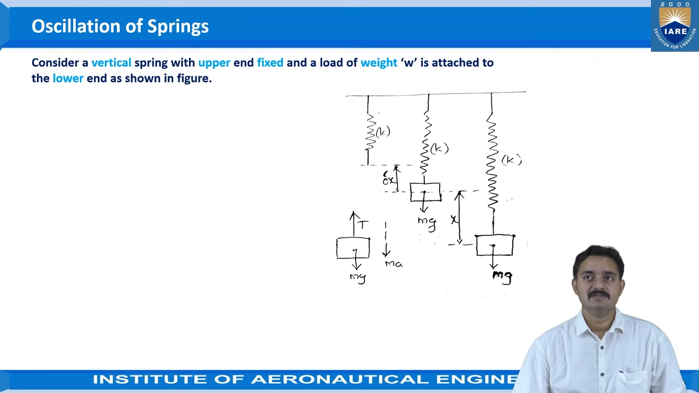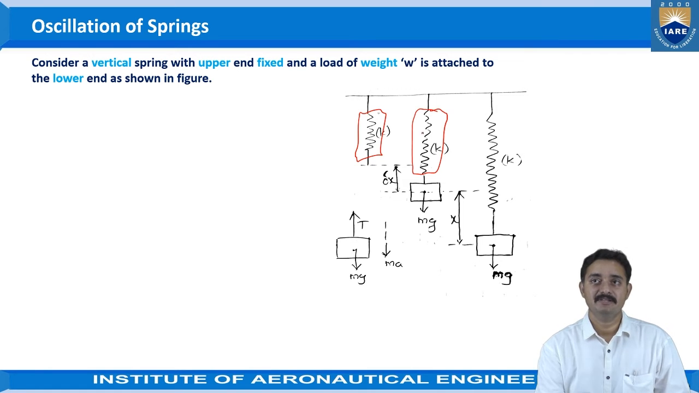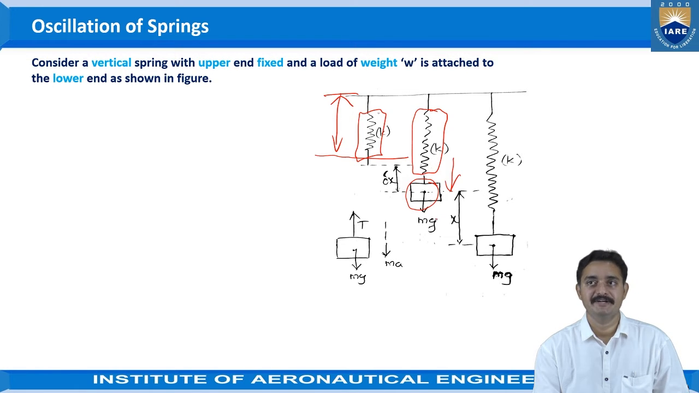First, let us see the oscillation of springs. Consider a vertical spring with upper end fixed and the load of weight W is attached to the lower end as shown in figure. This is the spring when nothing is attached to the spring, no weight is attached to the spring. This is the undeformed length of the spring. When weight is attached, what happens? Because of the weight, the spring gets elongated.